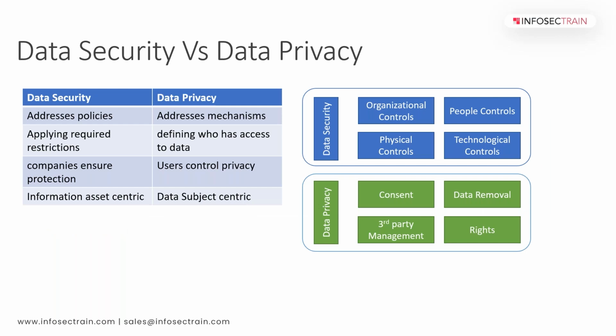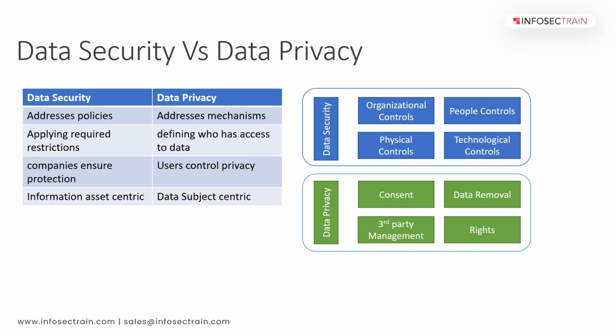Now, the difference between information security and data privacy, we did see that already. Security addresses policies, because when we talk about information security, we are talking about the process. What are the things that are to be there? Whereas in privacy, it is about the decisions that are going to be taken, whether I should do it or not. That is the decision taken by the individual. Applying required restrictions, defining who has access to data. So an individual has to make a point there. Companies ensure protection, user controls privacy. So it is the user who is going to say what should be protected, what should be made public. So he is going to make a decision.